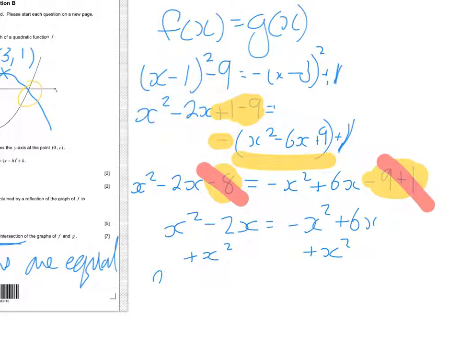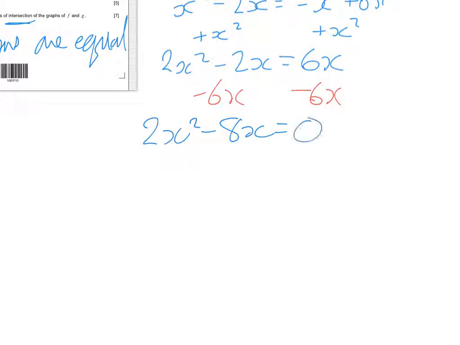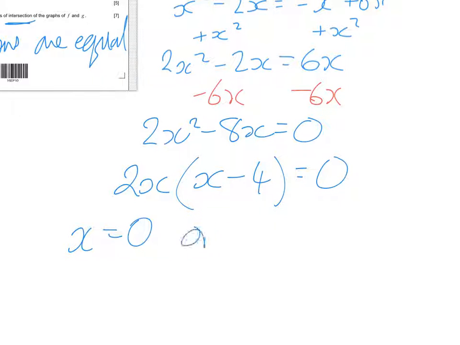Now it's fairly straightforward to rearrange it. Add x squared to both sides, take 6x off both sides, so that I've rearranged it to be equal to 0. 2x squared minus 8x equals 0, and I can factorise that. 2x comes out as a factor, x minus 4 equals 0, which means x is equal to 0 or x is equal to 4. The question, you may remember, asks for the x coordinates. It doesn't ask for the y coordinates, so we don't need to give them.